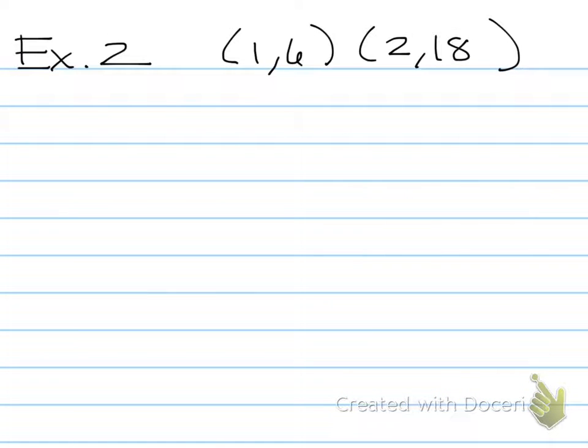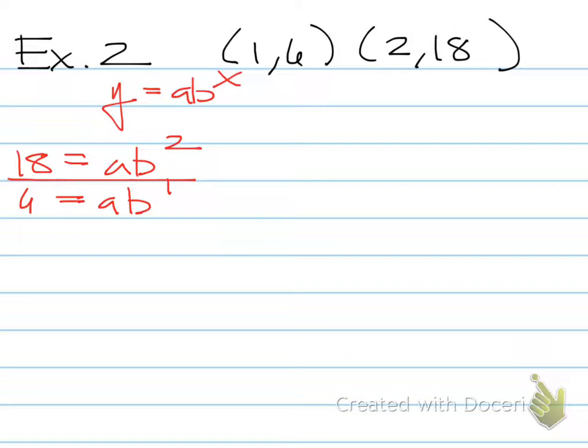In this example, we're just going to repeat the same process as example 1. The bigger x value is 2, so we're going to write that one out first. 18 is the y coordinate, 2 is the x coordinate. For the other point, 6 is the y coordinate, 1 is the x coordinate. When we divide 18 by 6, we get 3. 2 minus 1 is 1.